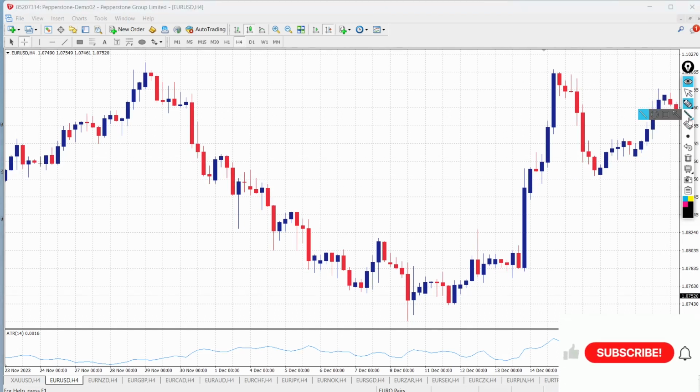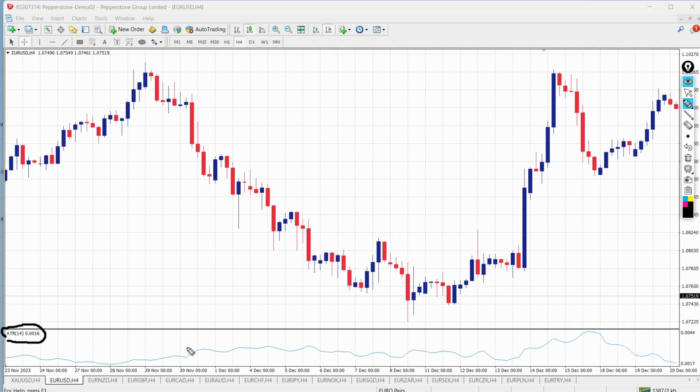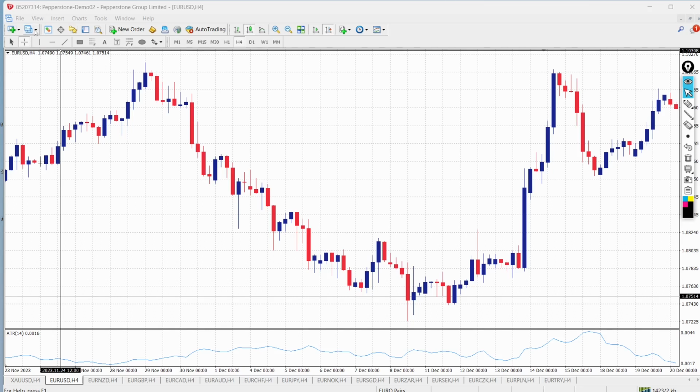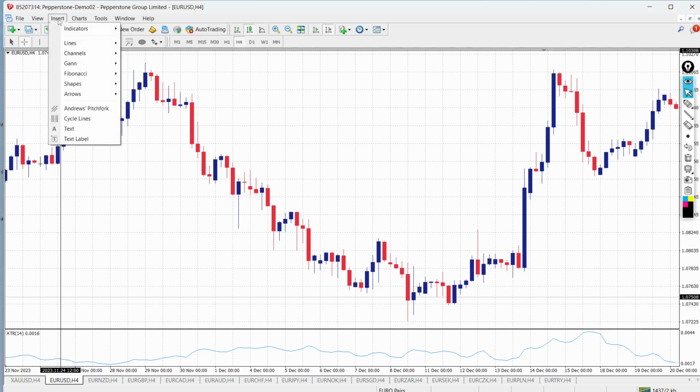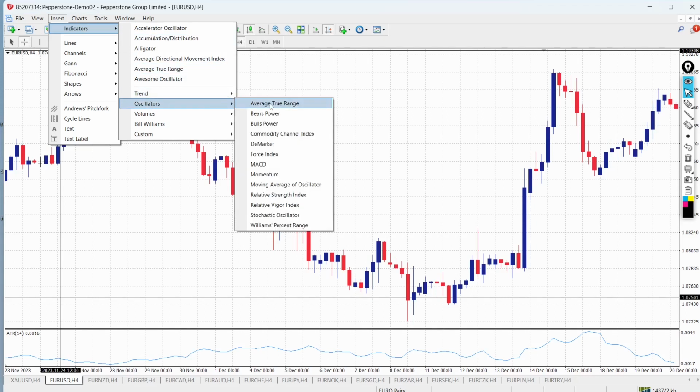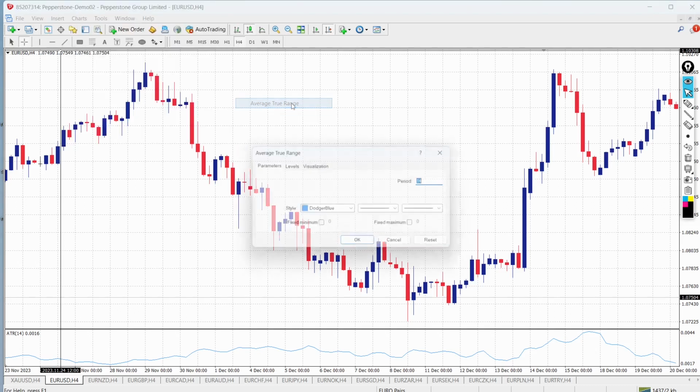So what we do, when you come and look here, you have the ATR indicator right here. It's called the ATR indicator. If you don't know where this indicator is coming from, you just have to go into your MetaTrader, either MetaTrader 4 or 5. Then you go to Insert, and there you can look at indicators. Under oscillators, we have this Average True Range indicator, which is what we call the ATR.